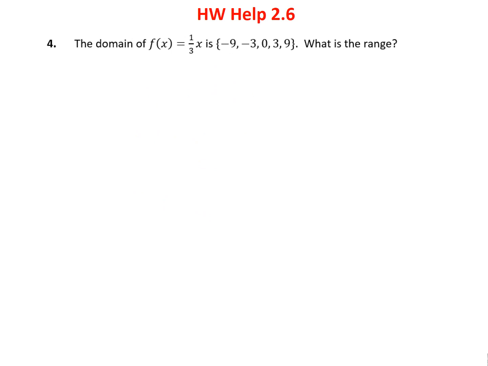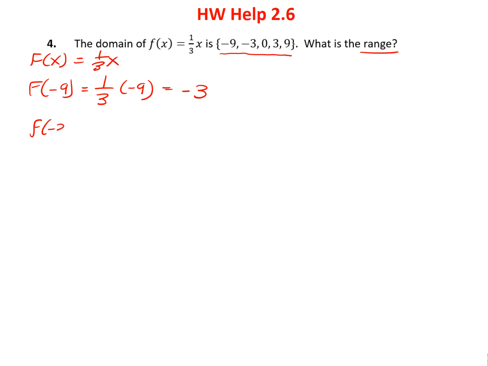Now for number 4, we're going to do the same thing we did in number 3, except we're going to do it for the whole domain. So this time, instead of giving us one value, they're giving us 5 different numbers for x, and asking us what the range is going to be when I plug each of those in. So for example, let's start with -9. So f of -9 is going to be 1/3 times -9, remember f of x here equals 1/3 x. All right. So 9 divided by 3 is 3, and we have a negative, so -3 is going to be that one.